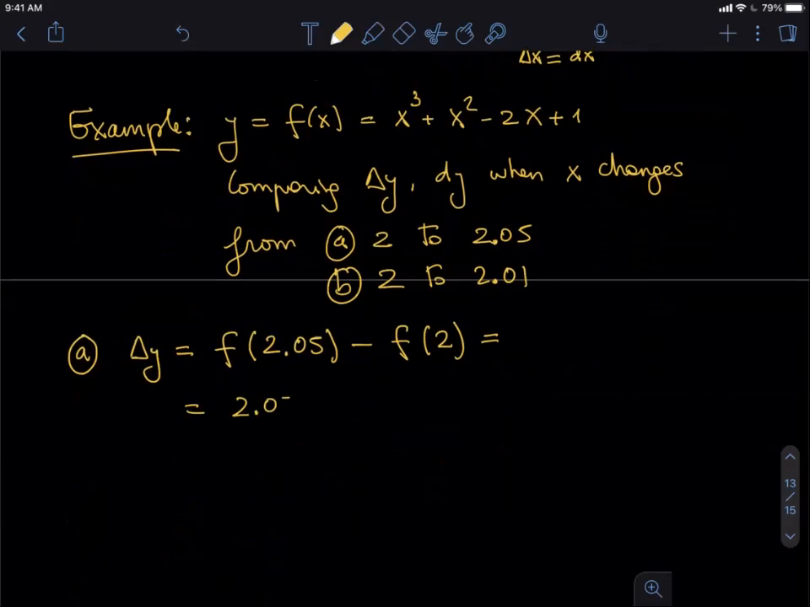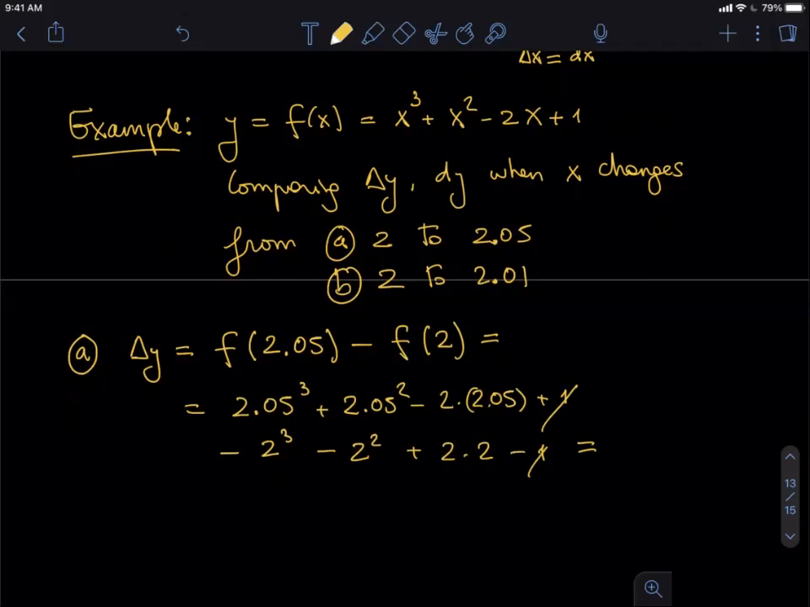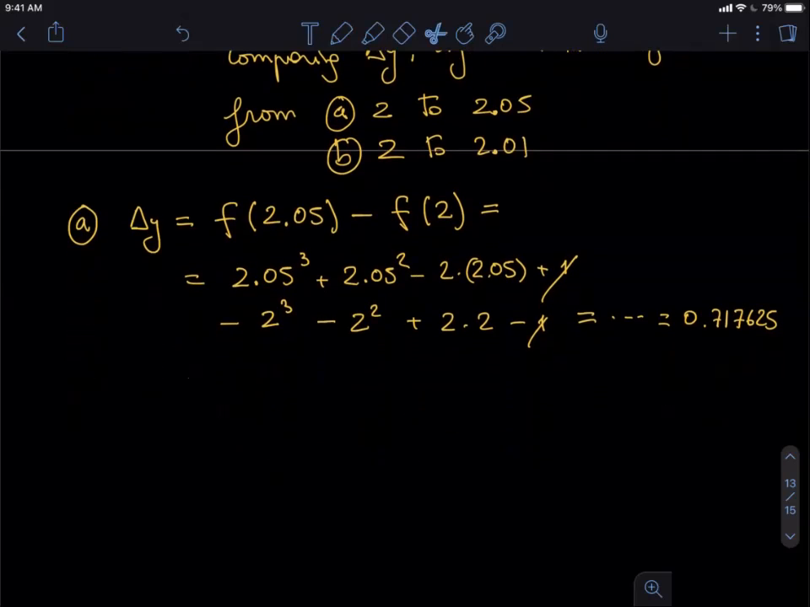It's going to be 2.05 to the power 3 plus 2.05 to the power 2 minus 2 times 2.05 plus 1, minus 2 to the power 3 minus 2 to the power 2 plus 2 times 2 minus 1. Okay. And this will take some time. We need to punch these numbers in the calculator, and we get 0.717625. And I'm writing all the decimals because I want to see how good the approximation is.